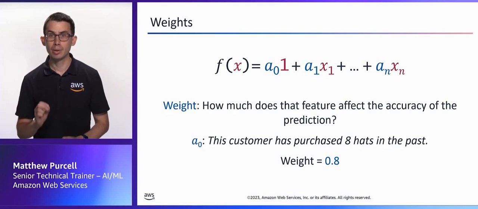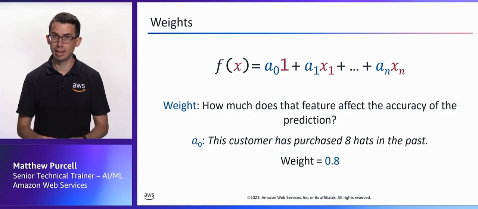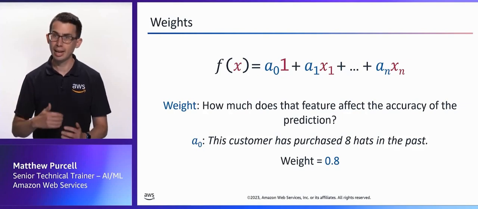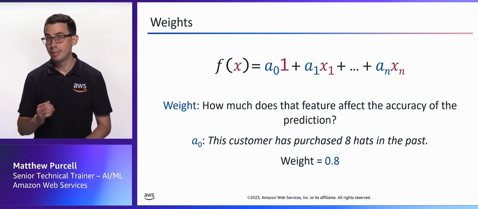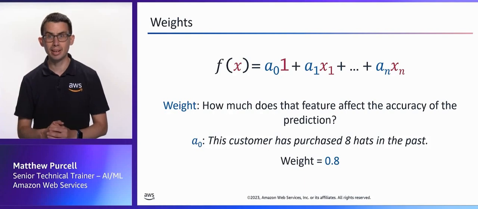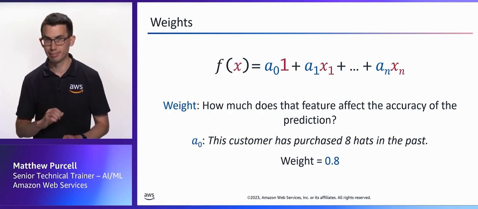Weights represent how important an associated feature is to determining the accuracy of the outcome. So a feature that has a higher likelihood of contributing towards making an accurate prediction has a higher weight, and vice versa. In this case, our model has been trained and has determined that because this customer has purchased 8 hats in the past, that translates to a weight of 0.8.